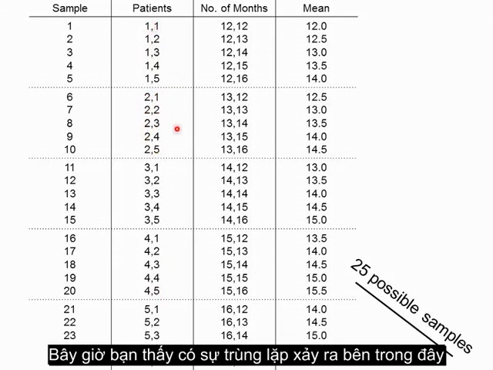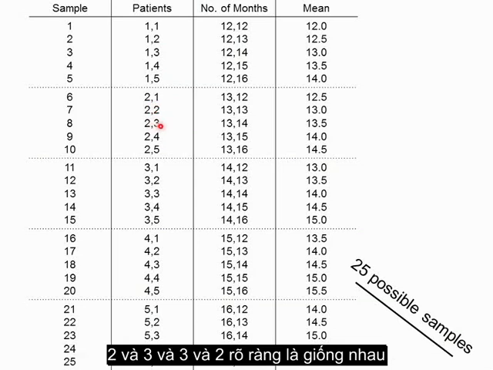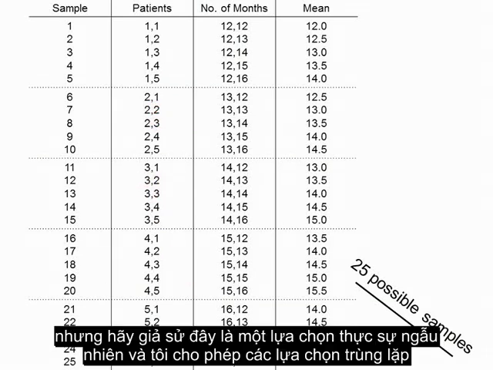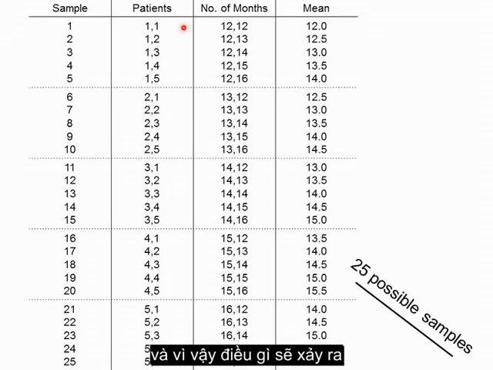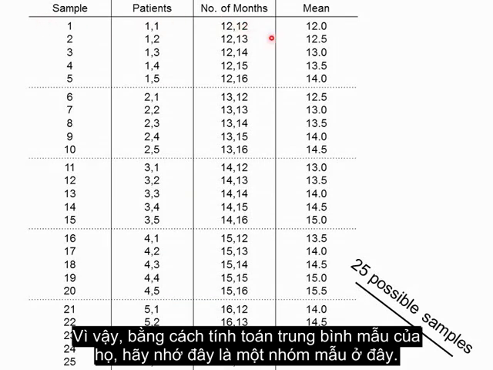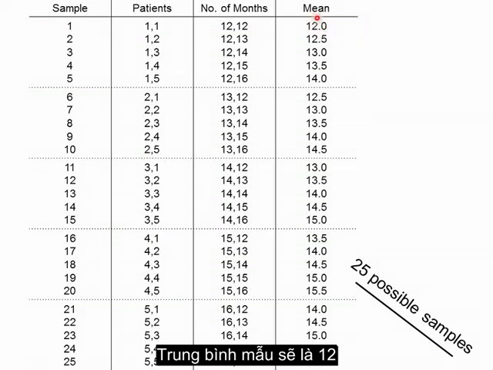Now you see there are duplicates happening inside here. 2 and 3 and 3 and 2 are obviously the same. But let's assume this is a truly random selection, and I allow for duplicate selections. And so what's going to happen? Patients 1 and 1, 12 and 12. So if I calculate their sample mean, remember this is one sample group here, the sample mean is going to be 12.